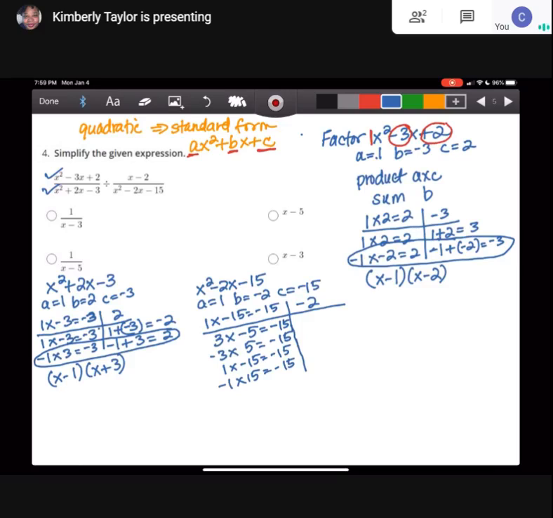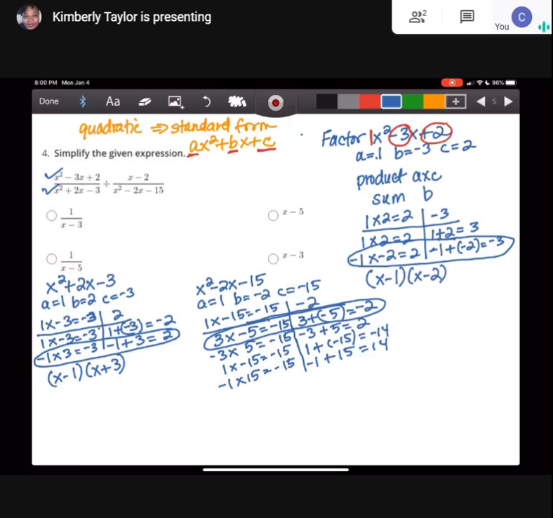So how can I get a negative 2? When I add this together, 3 plus negative 5 gets me negative 2. So I could just stop right there because that's the combination I want. But just to show you, negative 3 plus 5 gets you positive 2. I don't want that. 1 plus negative 15 gets me negative 14. And then negative 1 plus 15 gets me positive 14. So the combination I want is the positive 3 and the negative 5.